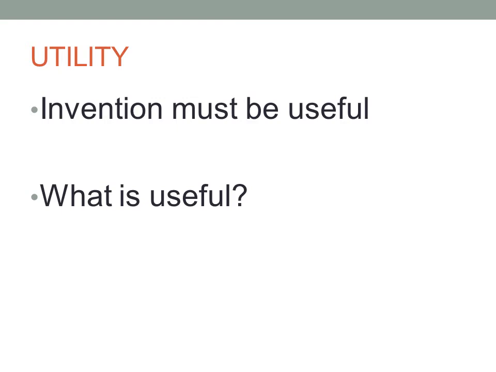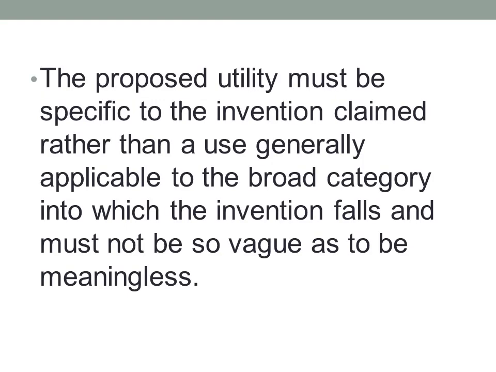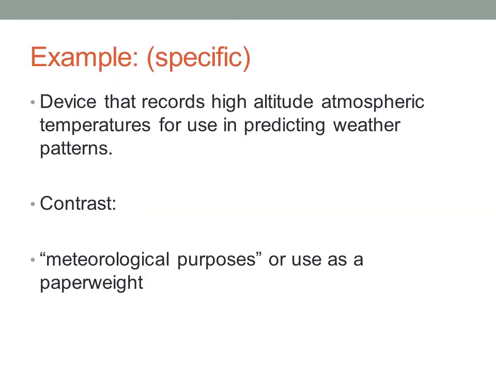Oh, those are two words there now that we have to define. And this is our useful definition. The proposed utility must be specific to the invention claimed rather than a use generally applicable to the broad category into which the invention falls. And it must not be so vague as to be meaningless. So it has to be specific, and it has to be substantial, meaning not so vague. So let's specific.